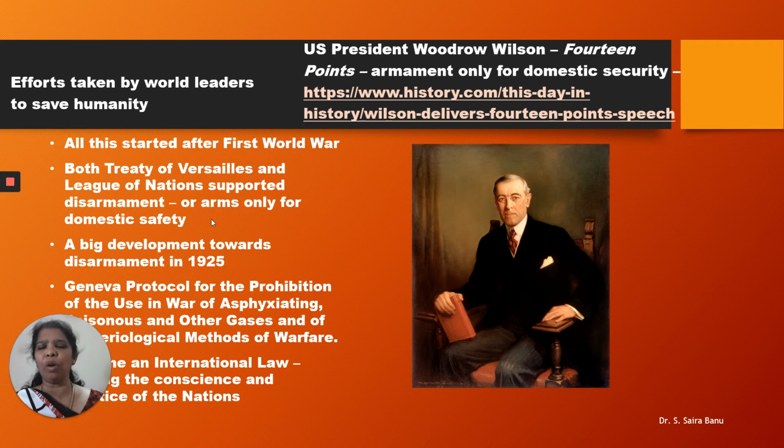So after 1925, a lot of such developments took place, and there's something called the Geneva Protocol, which talks about prohibition of the use in war of asphyxiating gases. Asphyxiating means making someone die of lack of air by giving poisonous gas, causing breathlessness. Any chemical attack where a gas is inhaled, which makes people go breathless and die. Such poisonous gases and all such methods of warfare were condemned, and the leaders agreed upon not using them.